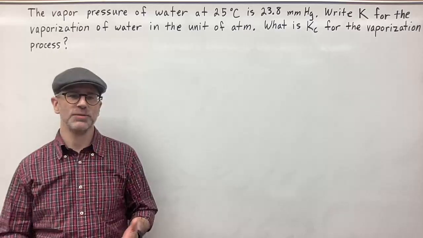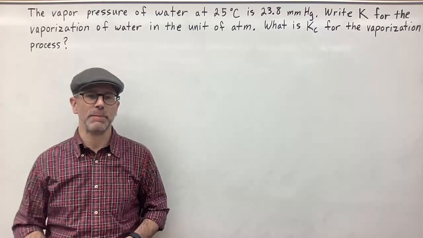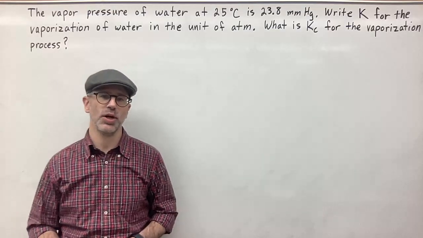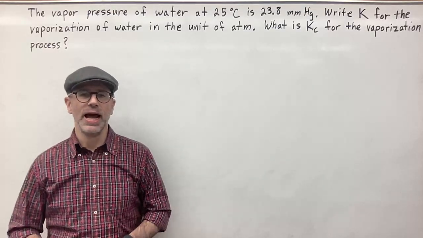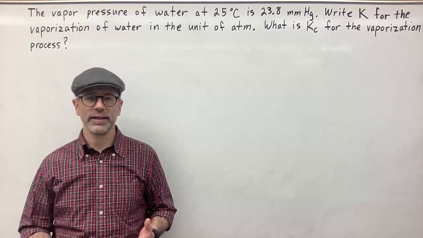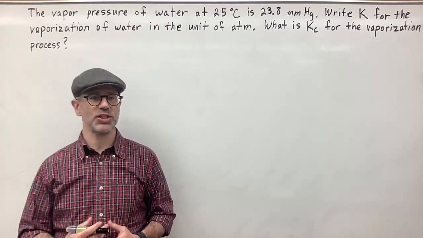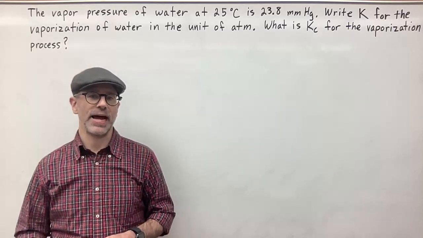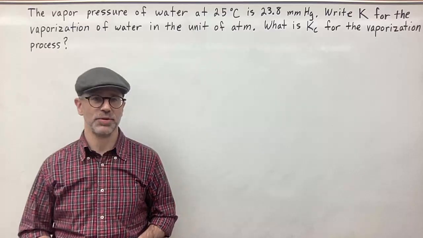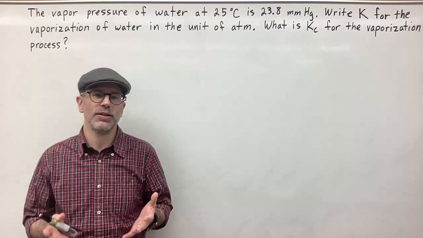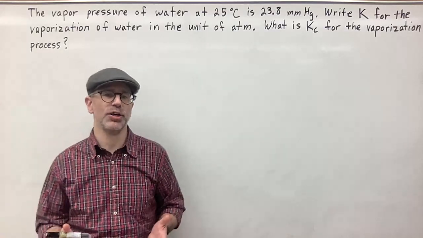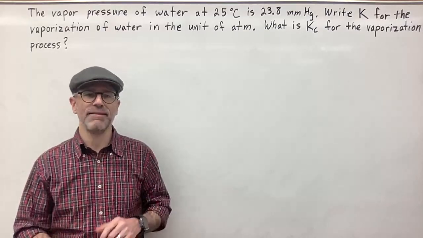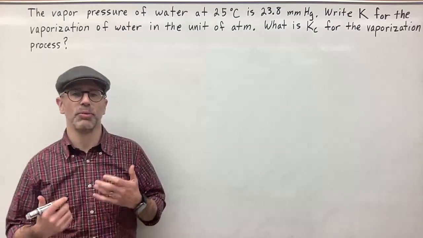Okay, so for this problem we're told the vapor pressure of water at 25 degrees Celsius is 23.8 millimeters of mercury. And they ask us to write the K for the vaporization of water in the unit of atmosphere, and then they ask us what the Kc of the vaporization process is. So basically they're first asking us to give the Kp value and then give the Kc value. And again, the K value that we're thinking about here is the equilibrium constant.